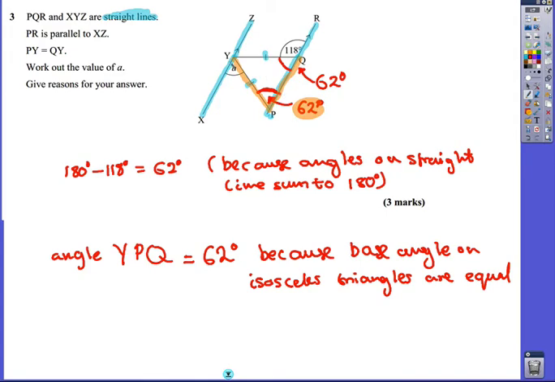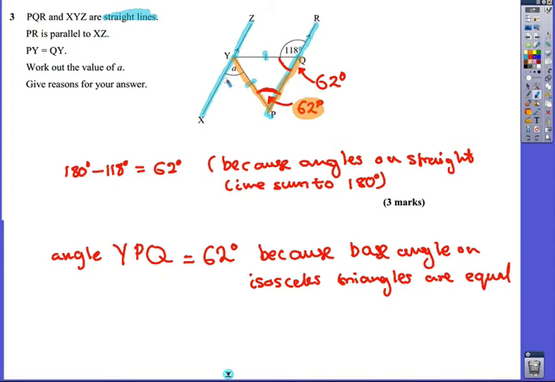Moving on to working out A. Just a quick note, if you've written this is 62 in your diagram, write this is equal to 62 because base angles on an isosceles triangle are equal, you would also get a mark if you write your reason around here. Moving on, okay.